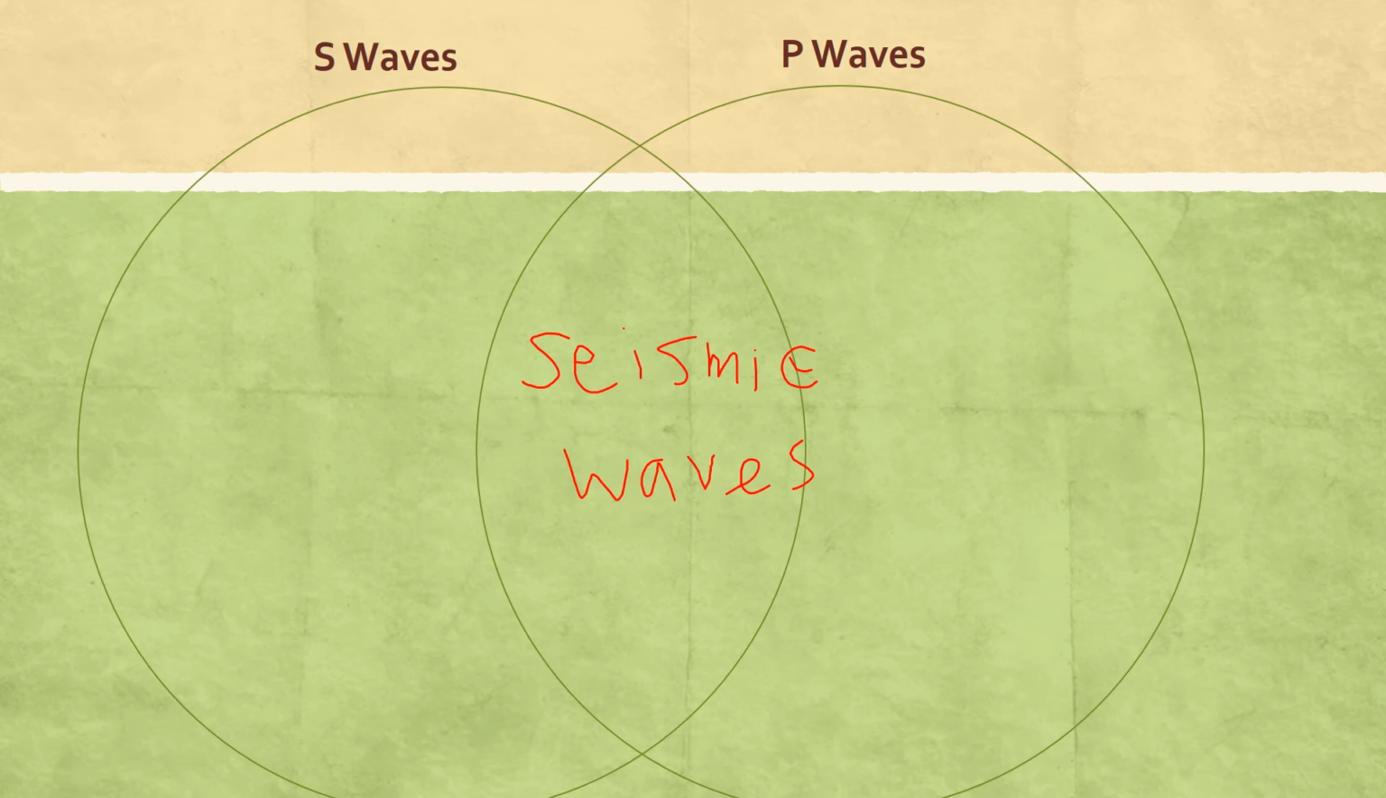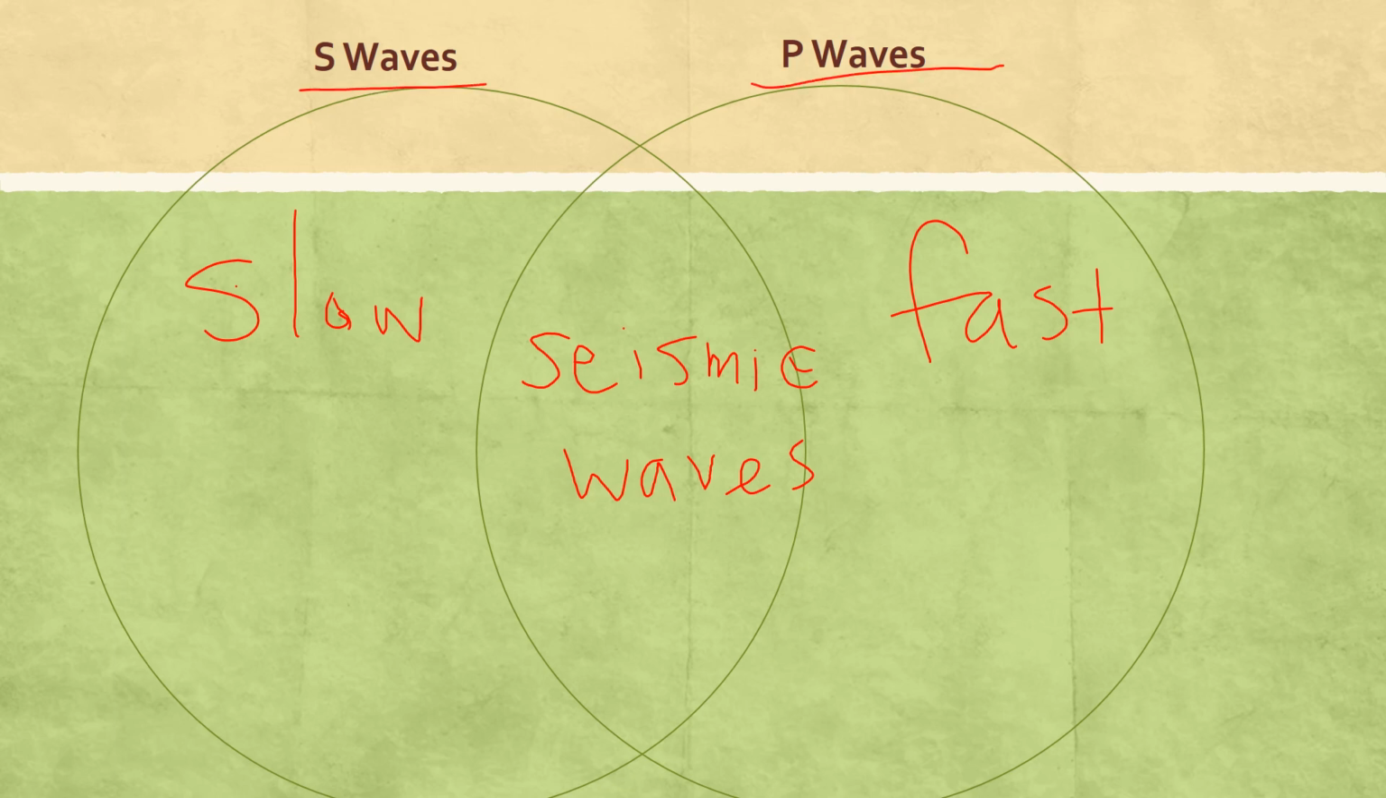I found out that S waves are slow and P waves are fast. These are just three things that I took from the video. I'm sure that you took a lot more. So if you want to go back and watch the video, you can go ahead and do that so you're ready for class. And be ready to discuss more ways that the S waves and P waves are the same and how they're different.